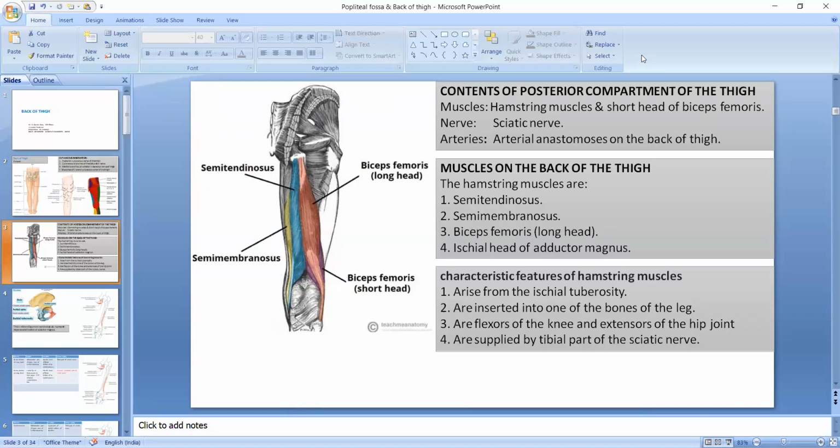They arise from the ischial tuberosity and are inserted into one of the bones of the leg. We can see all these structures here. These are the hamstring muscles, and they arise from the ischial tuberosity. They insert into the bones of the leg, and they surround the knee, so they are flexors of the knee and extensors of the hip joint, and they are supplied by the tibial part of the sciatic nerve.